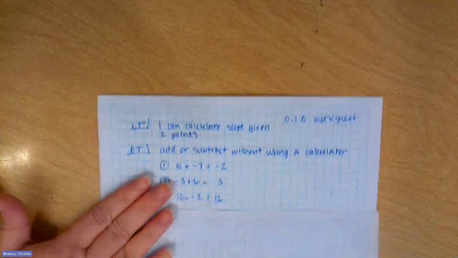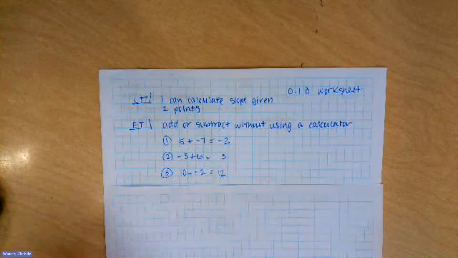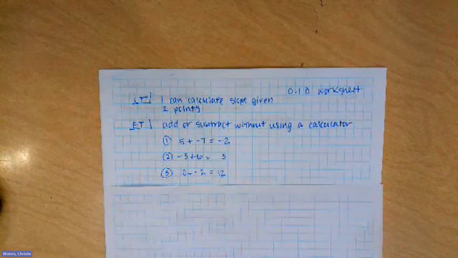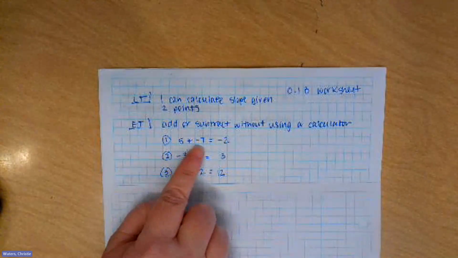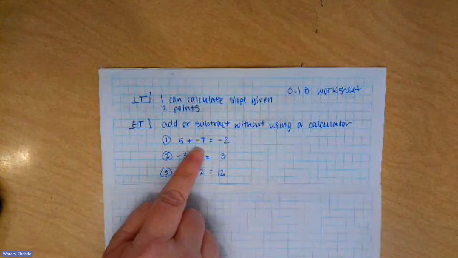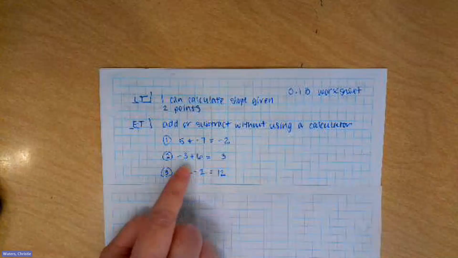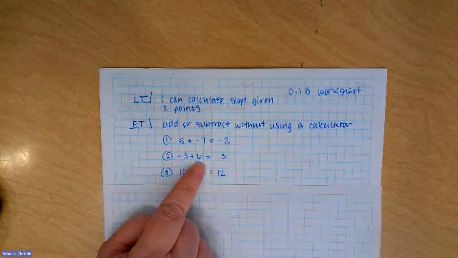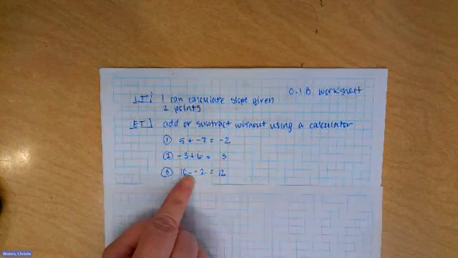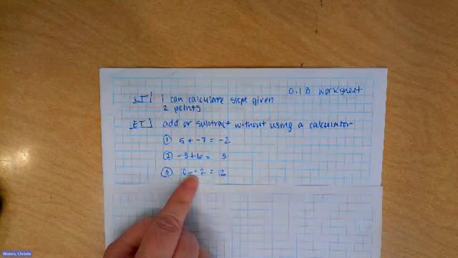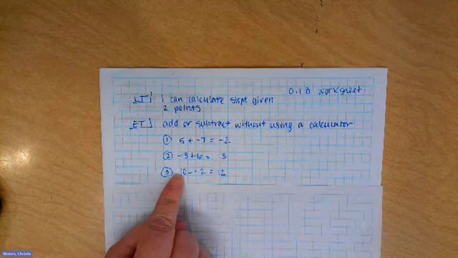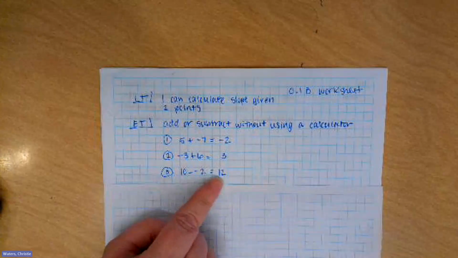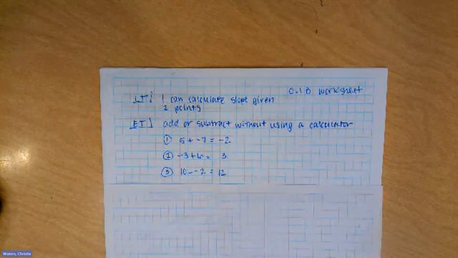So you should have gotten -2, 3, and +2. A couple of things to point out. When you add a negative number, it's the same as subtracting. So this is 5 minus 7, which gives us the -2. -3 plus 6 is kind of self-explanatory. 10 minus -2, when you subtract a negative, it turns into a plus. So we end up doing 10 plus 2 for this problem, which is 12.